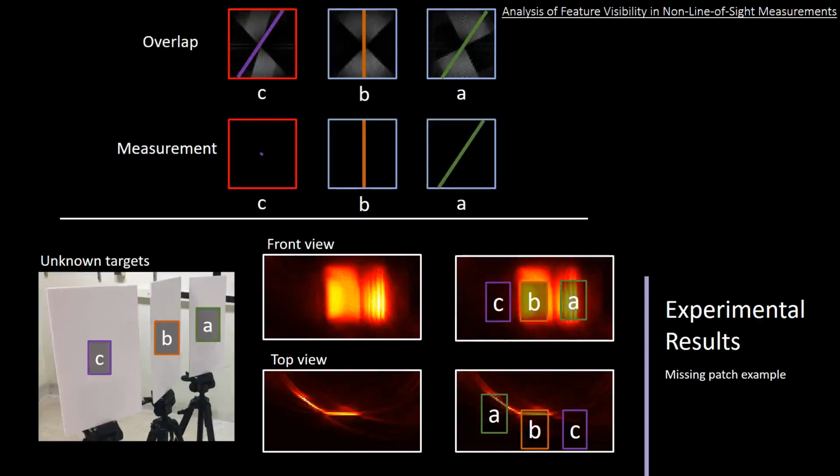So what does that mean for our reconstruction? Consequently, patch C is missing from the reconstruction and actually not visible. For more details, please refer to our paper.